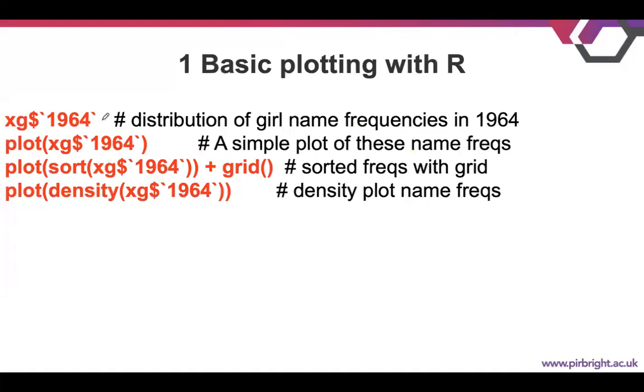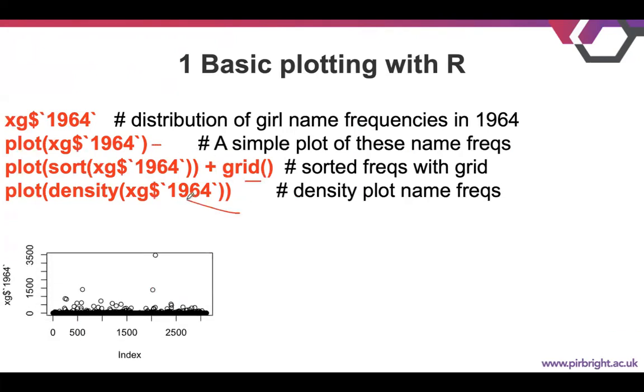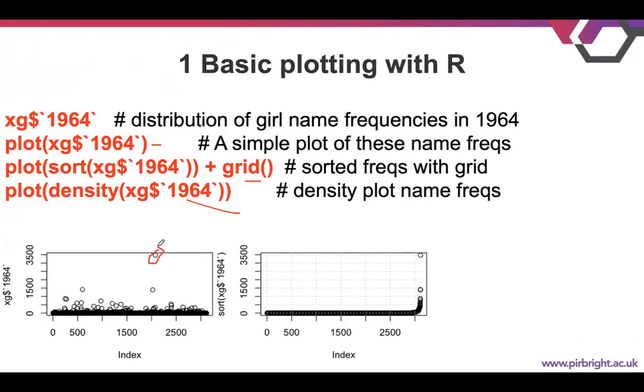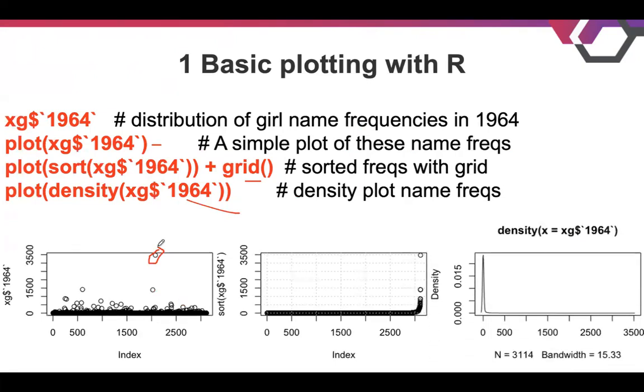So this is for the girls' names from 1964. We can plot them with a simple plot, we can add a grid, and we can also do a density plot. For our first basic plot, we use the unsorted data. We can look at the frequency of the different girls' names in 1964, and the surprise is, can you guess what this very common name is? If we then sort them, we get a clearer distribution. Most names are very rare, and there are a few that are more common. And the density plot shows the same thing.